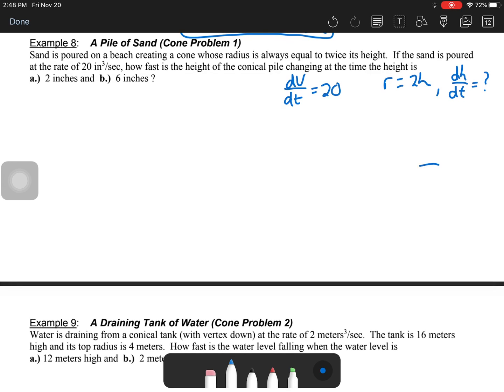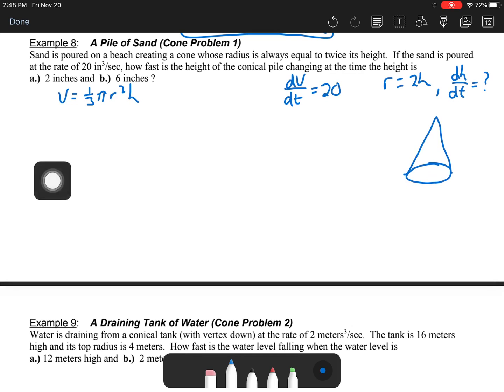So we've just got this conical pile. It's going to be growing as the sand is being dumped on from the top. All right, so what do we need to know? They didn't give us this one, but typically they're going to tell you the volume of the cone formula. It's 1/3 pi r squared h. So there's our formula for the volume of a cone.